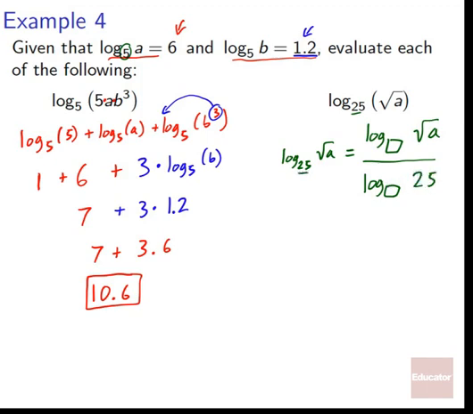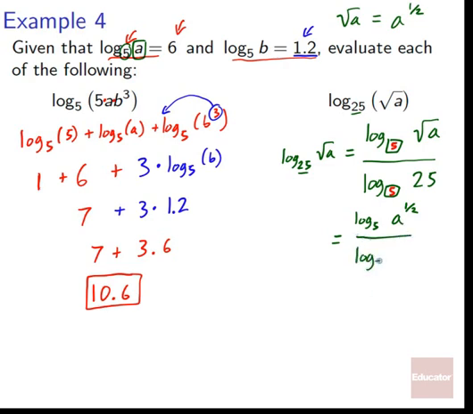So what do we want to use there? Well, we probably want to use 5 because that's the thing we have all of our information on. So 5 and 5 here. So log base 5 of root a. Now, root a, that's not what we have. We have a. Is there another way to write root a that would involve a? Well, yeah, root a is the same thing as a to the 1/2. So we can write that as log base 5 of a to the 1/2 divided by log base 5 of 25.